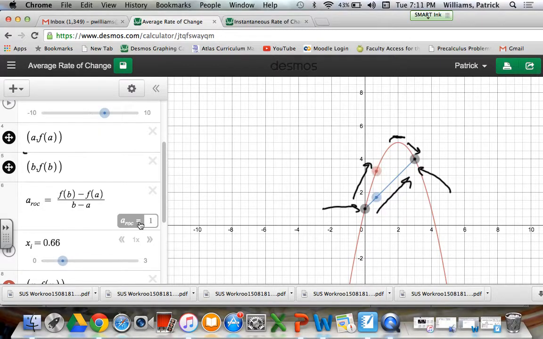I'll go over this Desmos graph right here. So if you're still a little bit confused about it, ask questions. Come tomorrow in class ready with questions about this Desmos plot right here, okay?